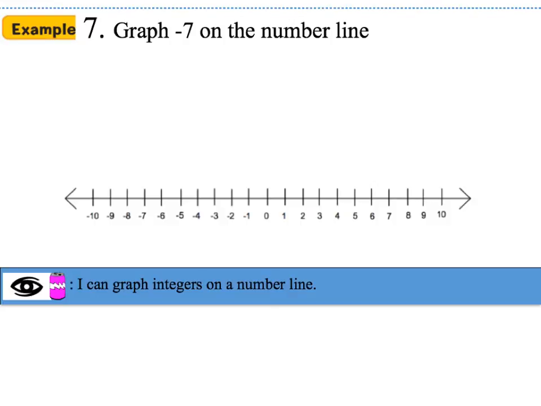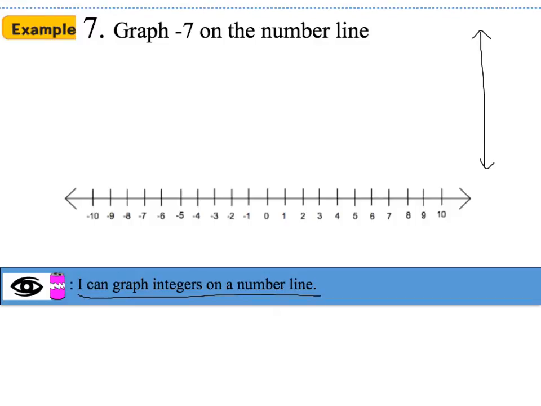For example 7, our learning objective changes as it says I can graph integers on a number line. So we're given a horizontal number line here. We can also use a vertical number line. It's the same exact thing. The only difference is it's going up and down.